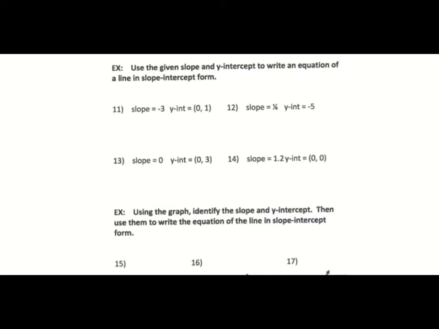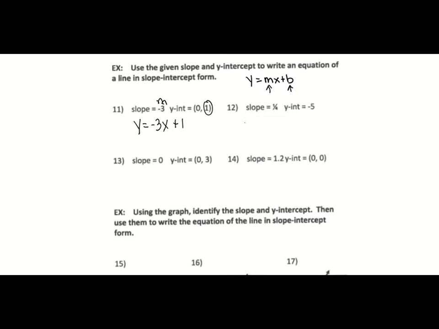Our next example is similar to the last one, but just the opposite. So now it's giving us the slope and the y-intercept, and we want to write our equation of that line in slope-intercept form. So I'm going to write our form at the top. We have y equals mx plus b, and we need to plug in m, and we need to plug in b. So for number 11, we know that our m is -3. So I'm going to write -3x, and my b is 1. So I have y equals -3x plus 1.